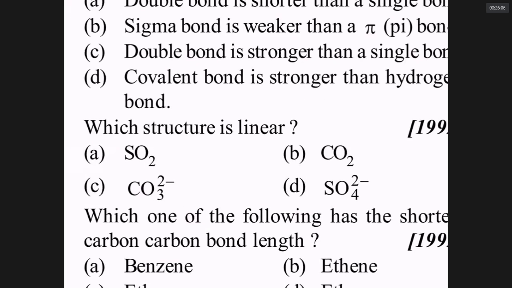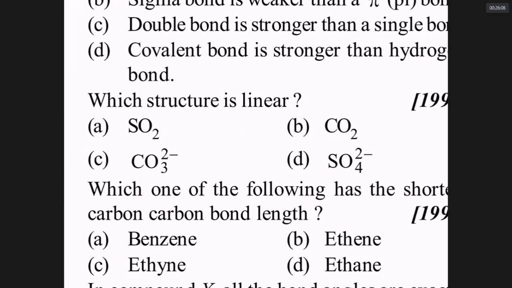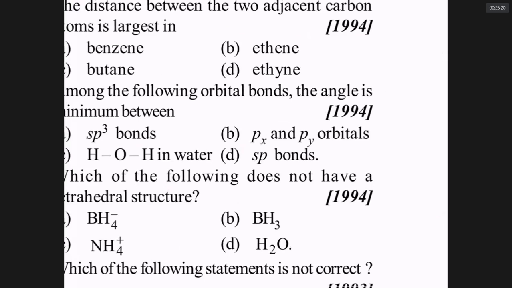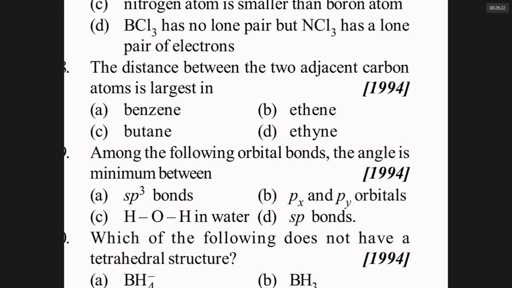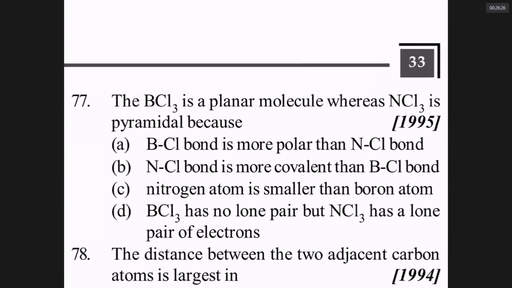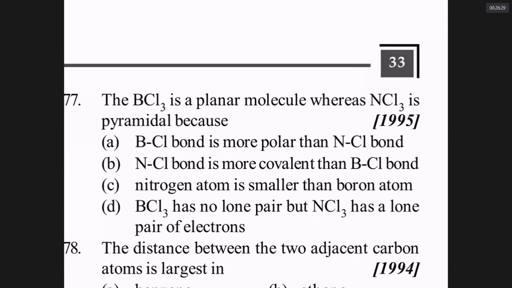Which structure is linear? SO2, CO2, CO3 2 minus, SO4 2 minus. Which is linear? CO2. AB2 type molecule is linear. We know that. The BCl3 is planar, whereas NCl3 is pyramidal because... Option D, sir. Perfect. D.